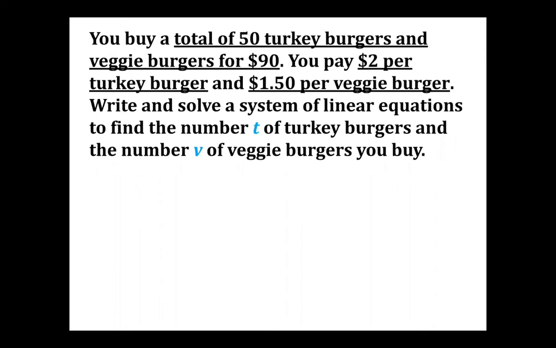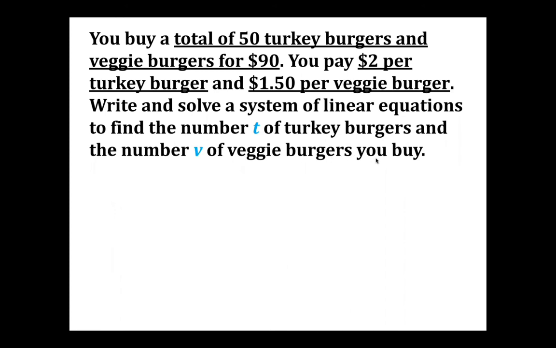Now, given this information, they want us to make a system of linear equations so that we can solve it and find the number of turkey and veggie burgers that we bought. So first, we know that we bought a total of 50 burgers. However, we don't know how many turkey burgers we bought and how many veggie burgers we bought. So those would be the unknown variables t and v.